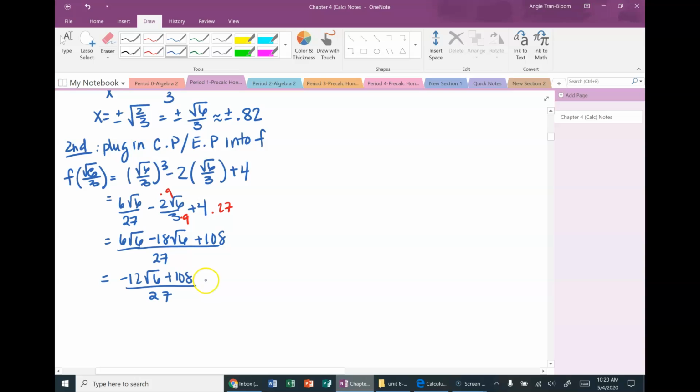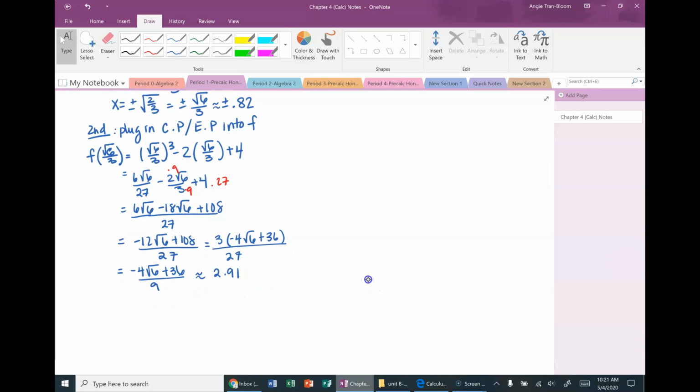We can do a couple of things. Looks like we can take out a 3. So that will give us a negative 4 rad 6 plus 36 all over 27. That will help. So negative 4 rad 6 plus 36 all over 9. And if we were to use a calculator, it's about positive 2.91. So that's just the positive rad 6 over 3.